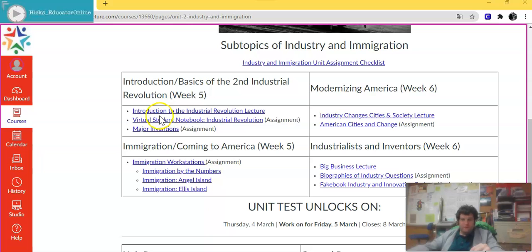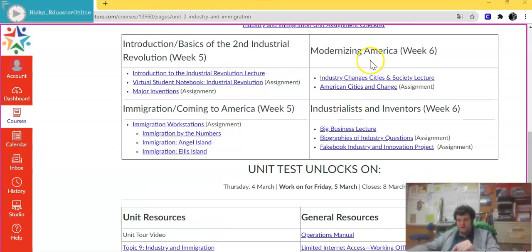But this first week, what we'll be looking at is the basics of the Industrial Revolution and who is making up the people coming into America during this time period, the immigration portion. In the second half, in week 6, we will look at the impact of the Industrial Revolution, and we'll also look at some of how businesses work and some of the innovators of this unit.